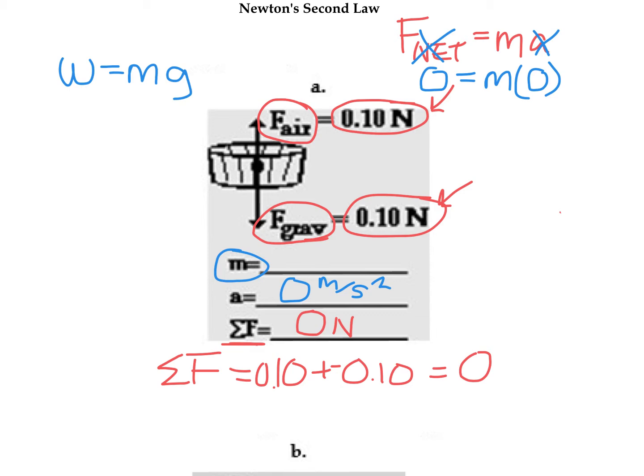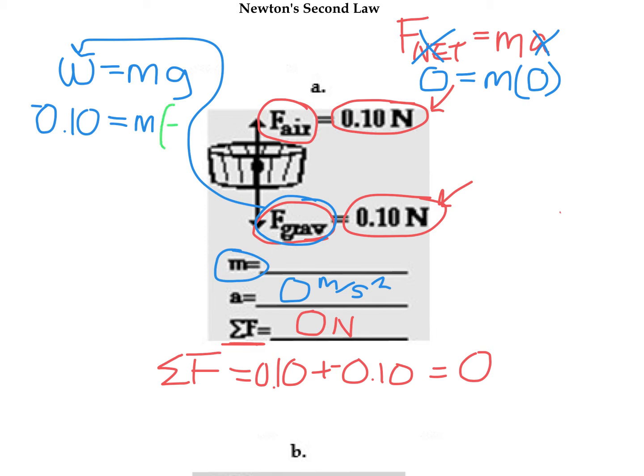So let's look at this. Remember that the force of gravity is really the same as the weight of the object. So I can say that the weight of the object is 0.1 newtons. Since that's downward, I'm going to make that negative. The mass, I don't know what it is. I'm solving for that. And of course, gravity's acceleration on planet Earth is negative 9.8.